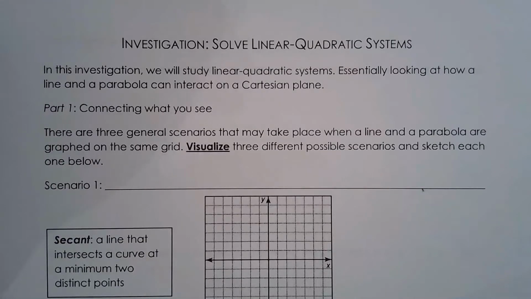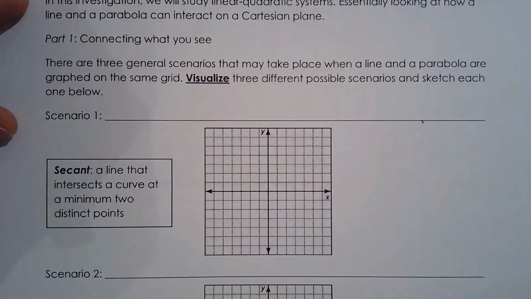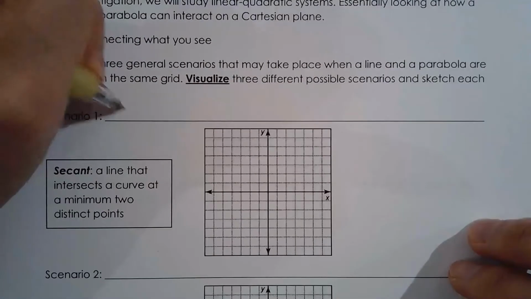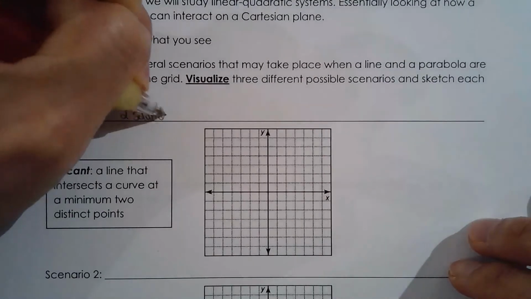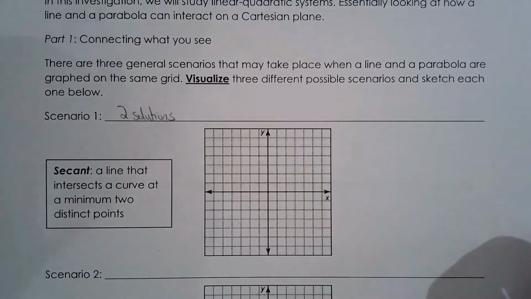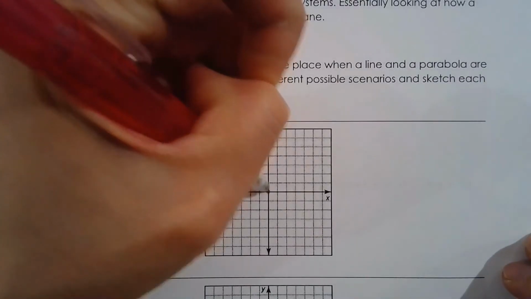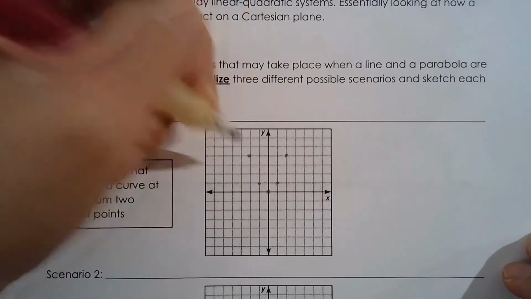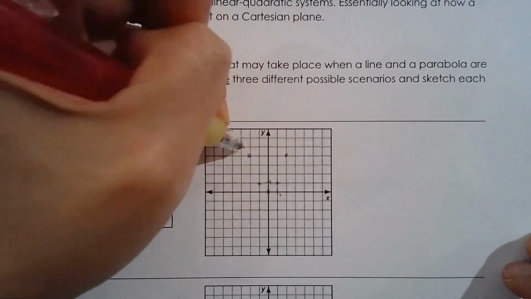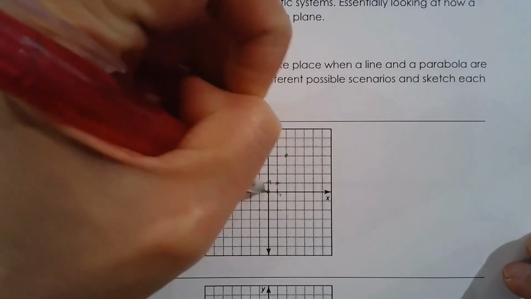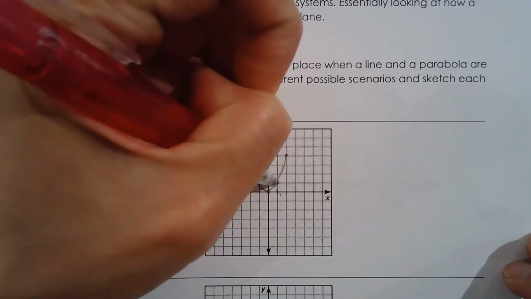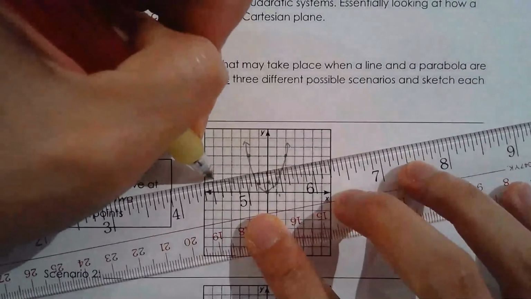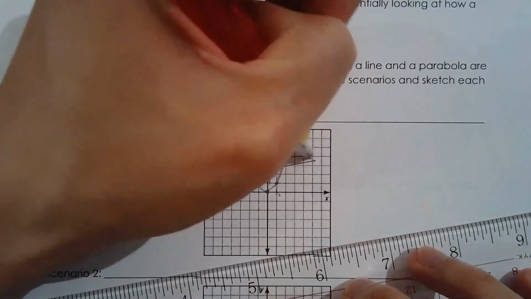Okay, so hopefully you've given yourself some time and you have the three scenarios. So the first scenario is two solutions, or you can say two points of intersection. So how can you do that? Let's draw our classic parabola here. And then we're just going to draw two solutions, something like that.